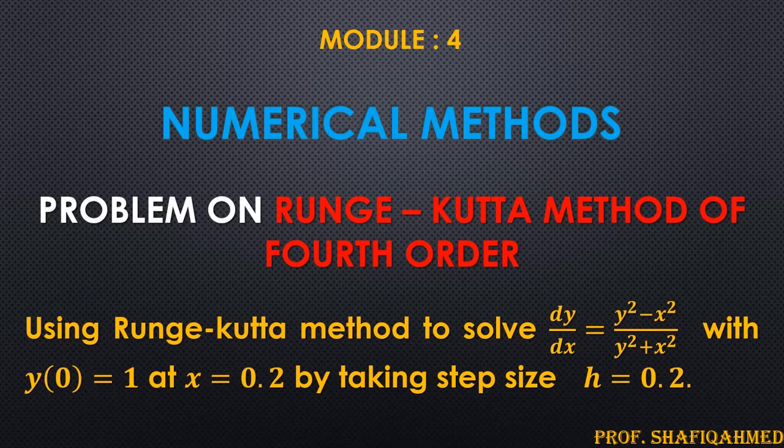Hello students, in today's class we will see the problems on Runge-Kutta method of fourth order. The problem is using Runge-Kutta method to solve dy by dx equal to (y square minus x square) whole divided by (y square plus x square) with y of 0 equal to 1 at x is equal to 0.2 by taking step size h equal to 0.2. The solution of this problem we'll see now.